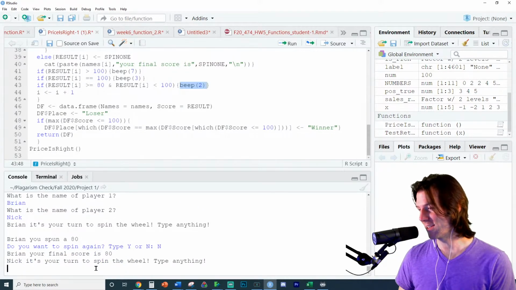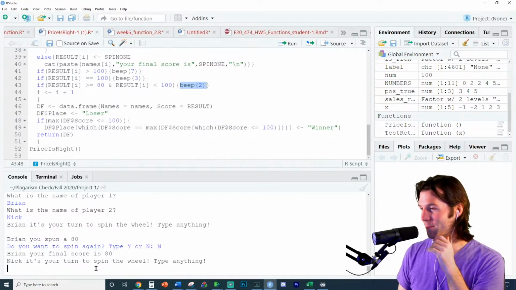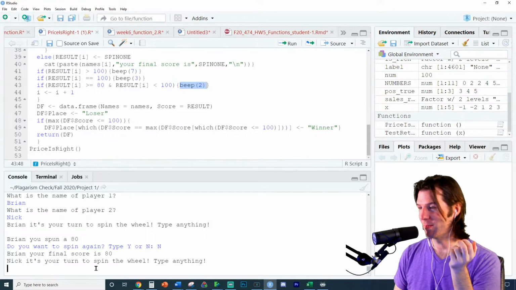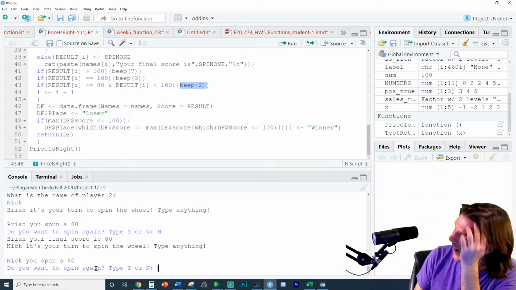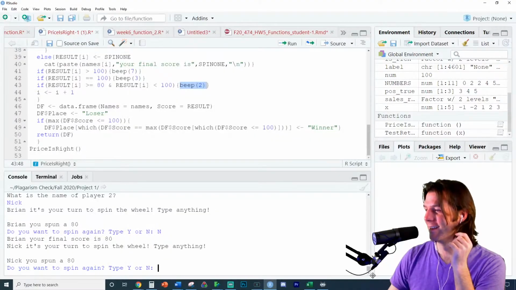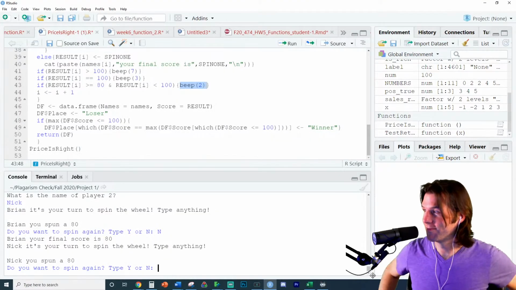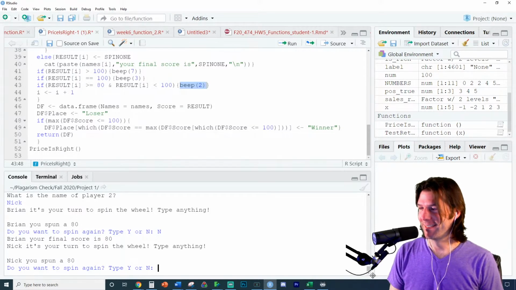I've got an 80, Nick. Are you ready to spin the wheel again, Nick? Spin the wheel again, Nick. Let's see what Nick gets. You could code the whole prices right into here. Spin the wheel. Oh my god. No, I know, right? Are you going to do it, Nick, or not? It was a 1 in 20 chance.